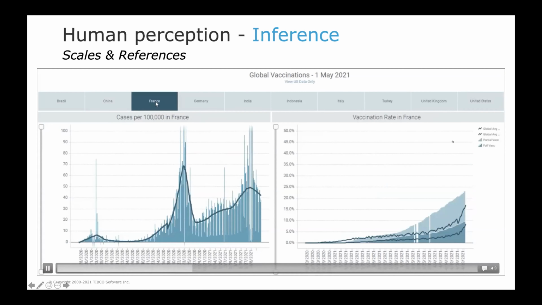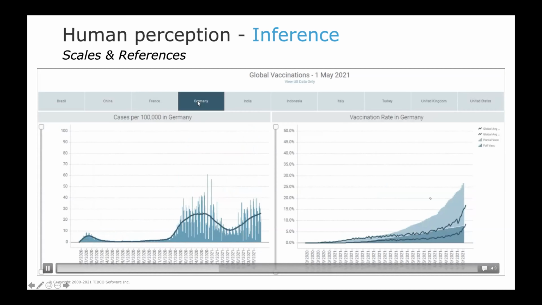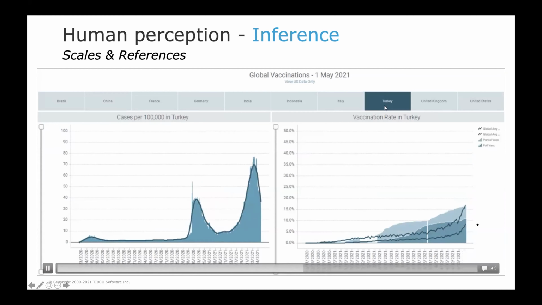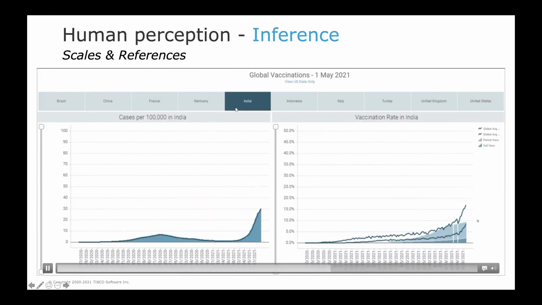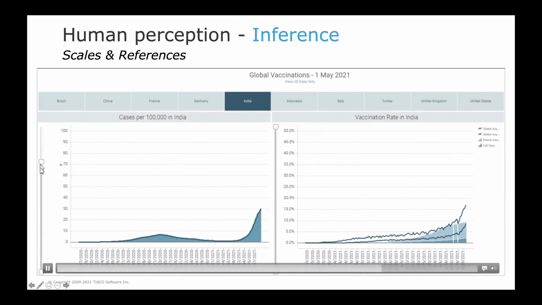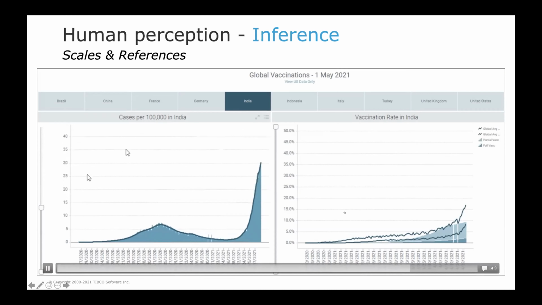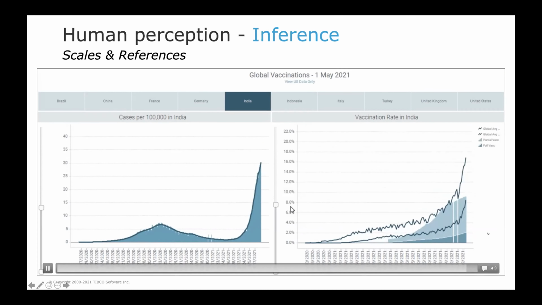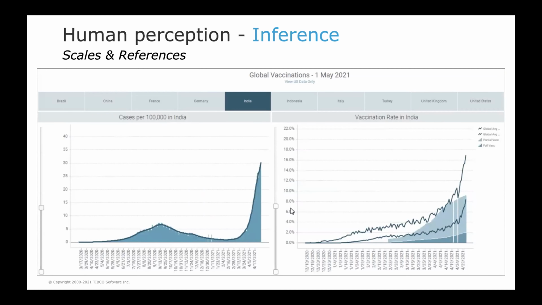High for the United Kingdom, United States lower, for France, and Germany's got a tick up there. Italy, not too many vaccinations. Turkey, not too many vaccinations. And then India, which is in the news at the moment, is low with respect to the cases and the vaccination rates compared to the rest of the world. But we have been reading about the massive underreporting that's going on in India.